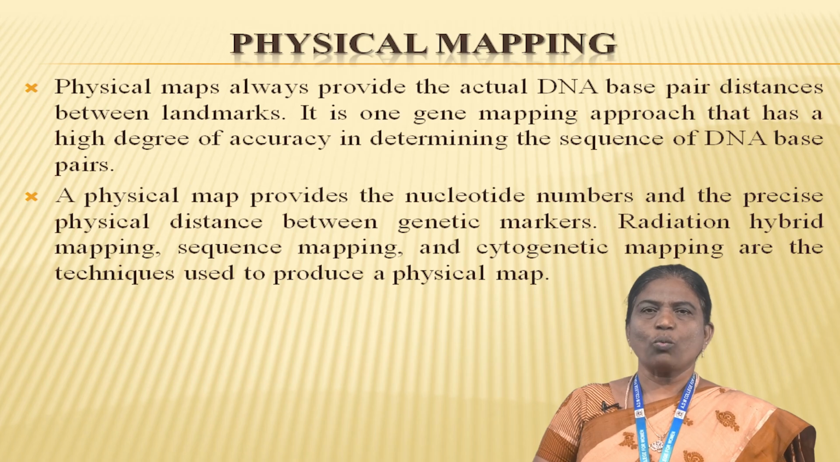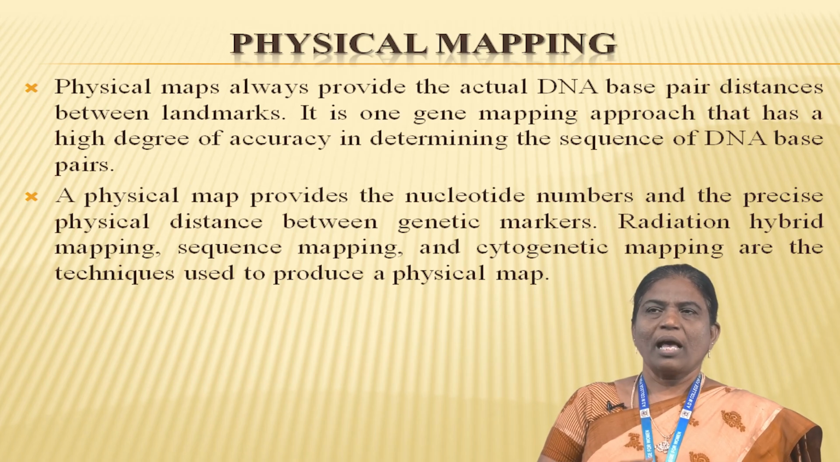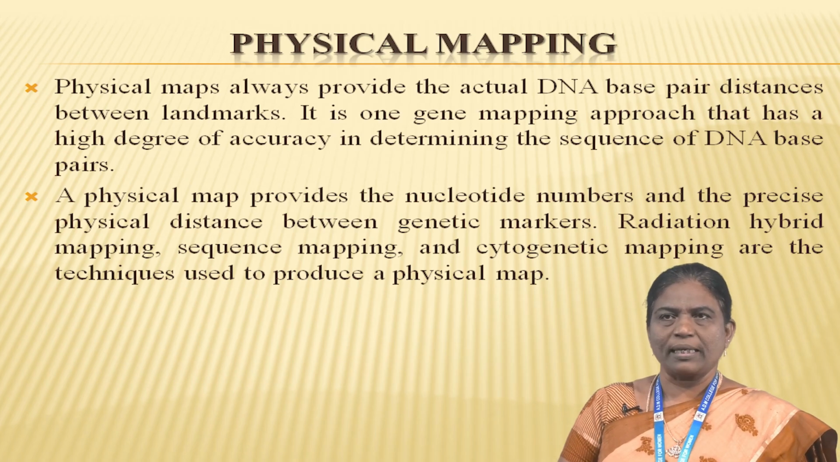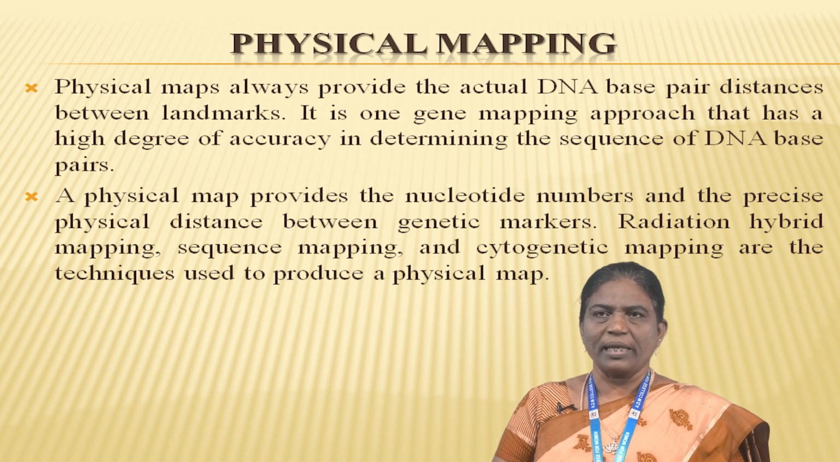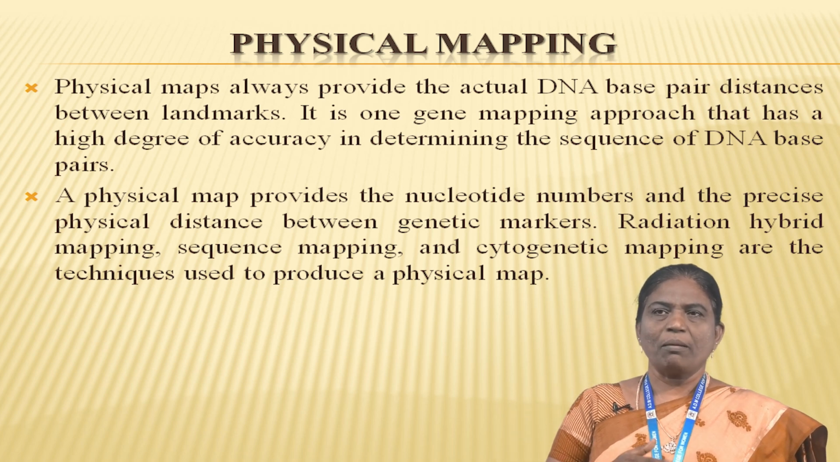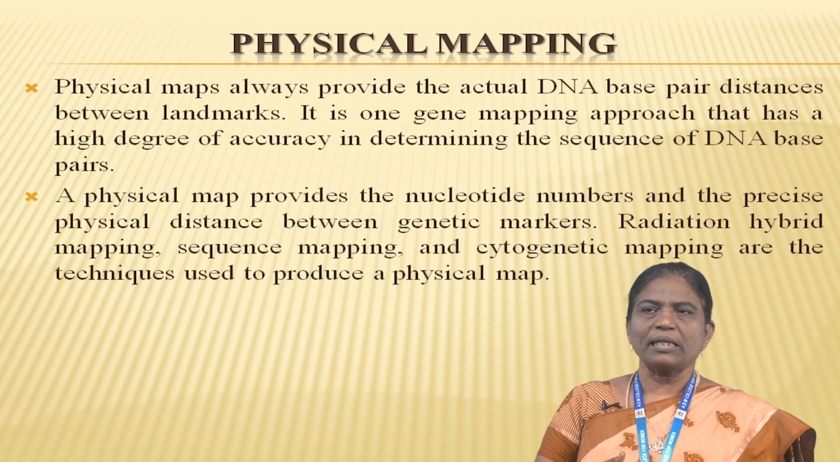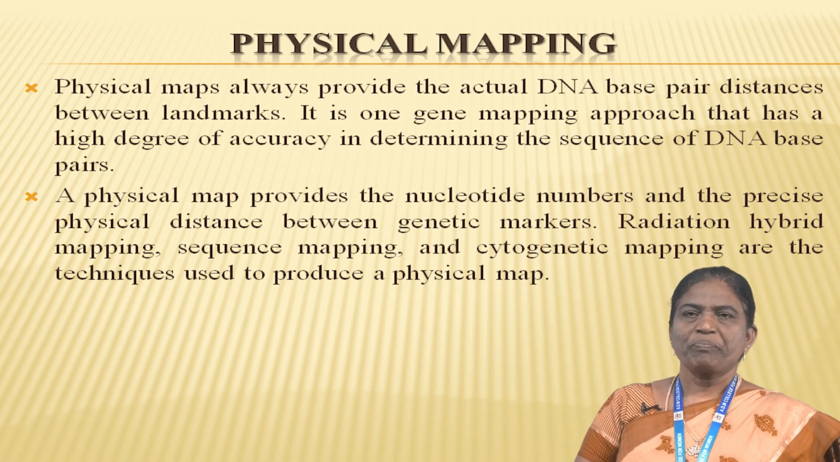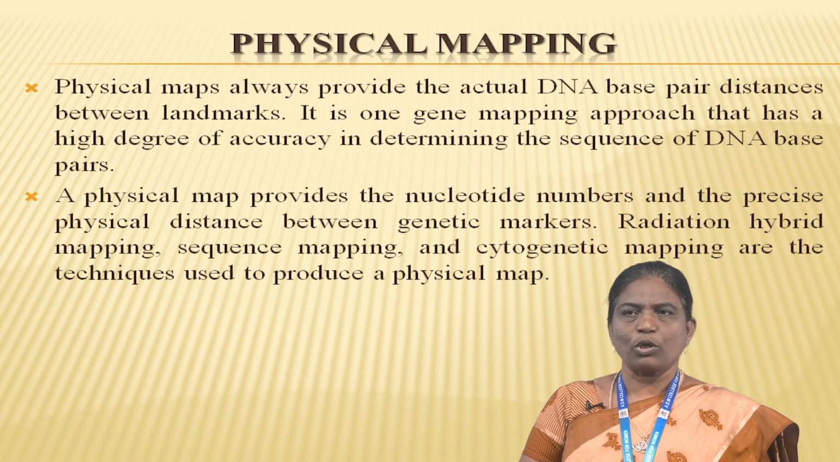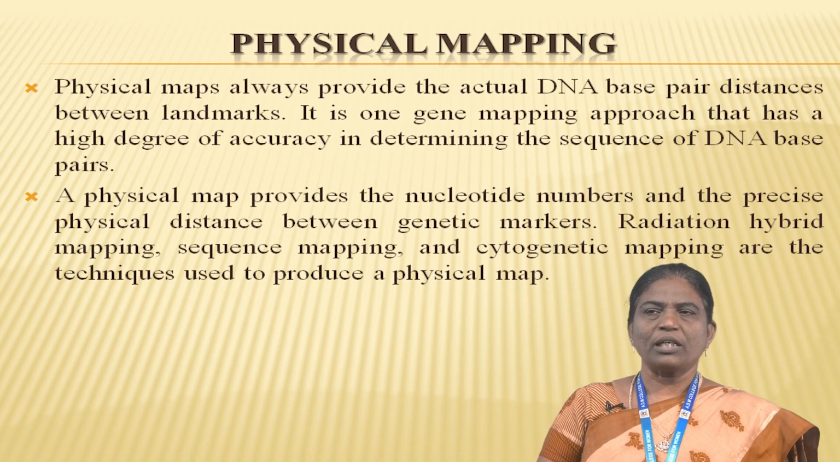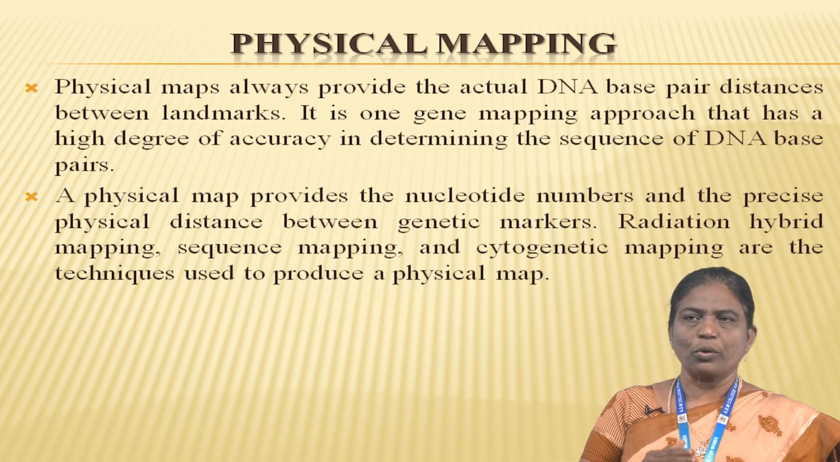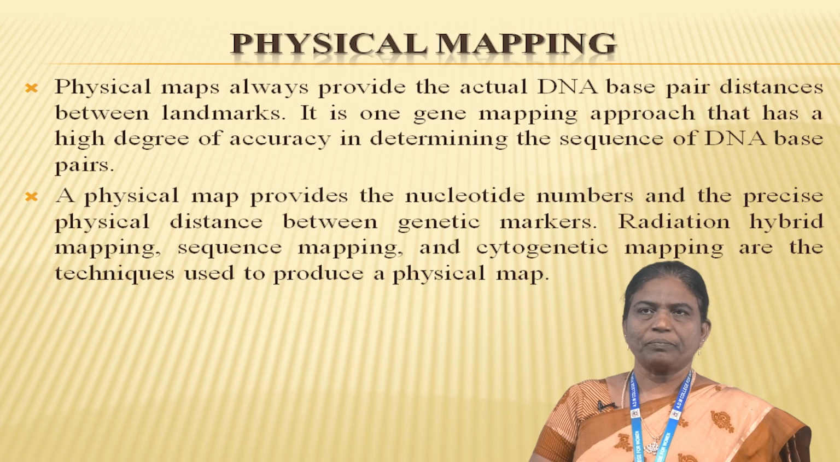landmarks. It is one gene mapping approach that has a high degree of accuracy in determining the sequence of DNA base pairs. A physical map provides the nucleotide numbers and the precise physical distance between genetic markers. Radiation hybrid mapping, sequence mapping, and cytogenetic mapping are the techniques used to produce a physical map.